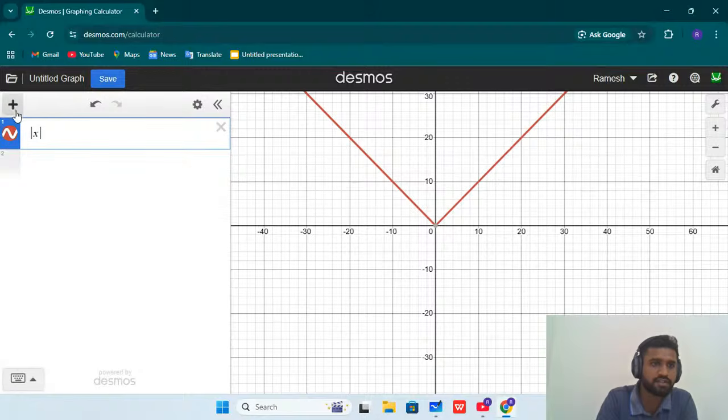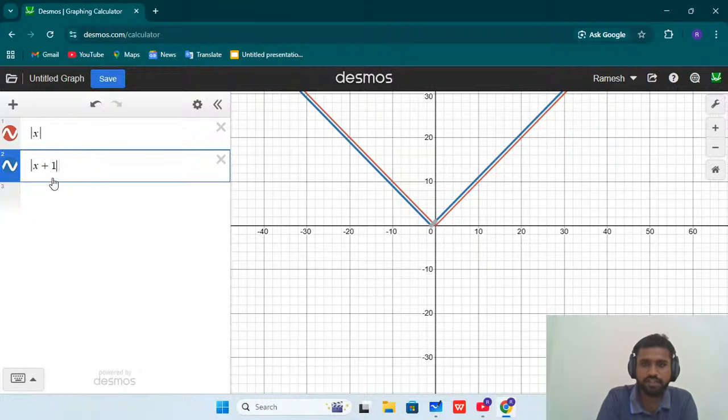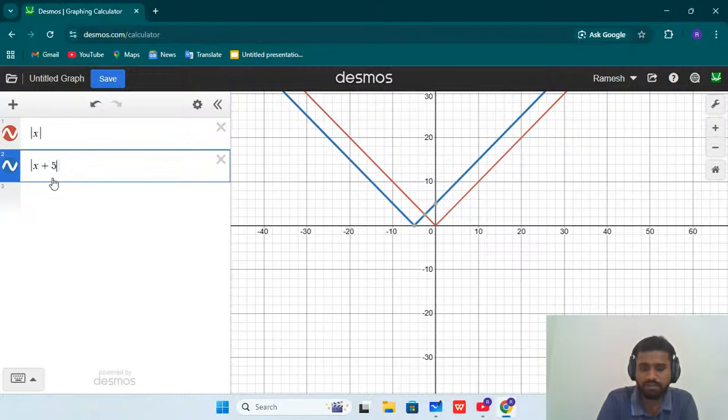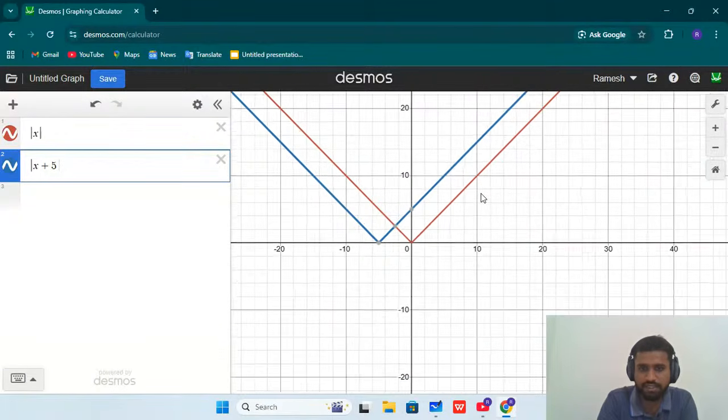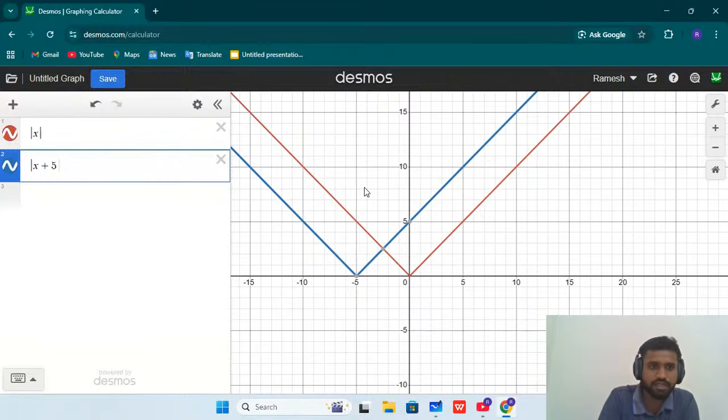One more expression, y equals mod x, where inside the mod I am giving plus 1, mod of x plus 1. Now the graph will be shifted 1 point to the left side. Suppose we give 5, the graph moves 5 units to the left side. Here you can observe clearly that the vertex of the graph is moving 5 units to the left if we add any value inside the modulus.